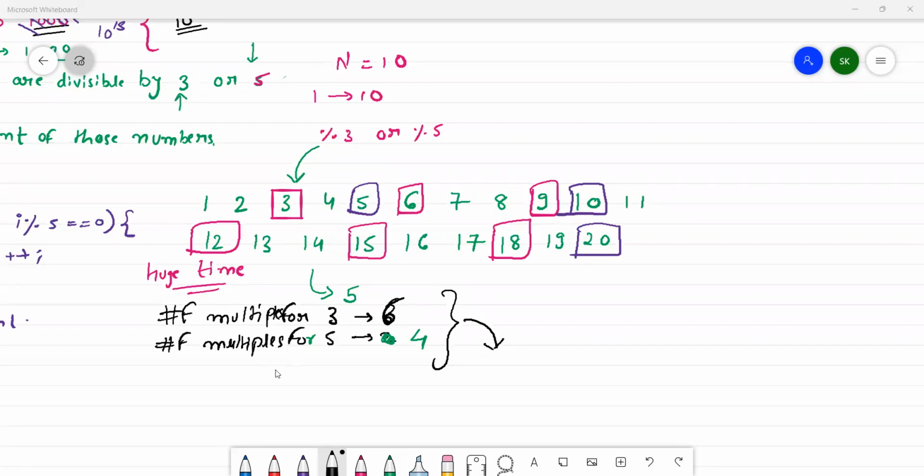Will you give your result as 10 or will you give your result as 9? You will give your result as 9. Why? Because 3, 6, 9, 12, 15, and 18 are total 6 multiples. 5, 10 are new, so they are considered. But when you come to considering 15, it has already been considered as a multiple of 3 and it cannot be taken again. Are you all able to follow this?